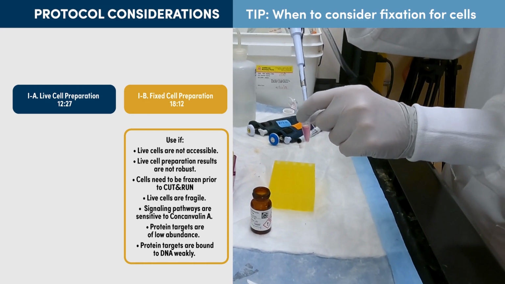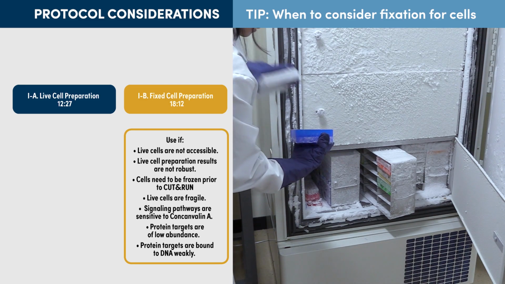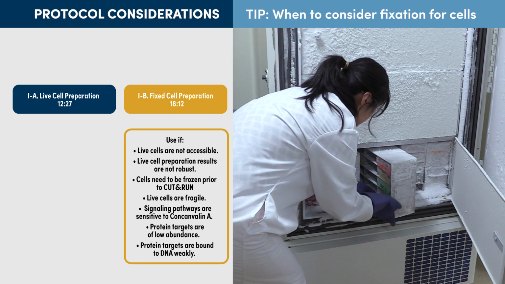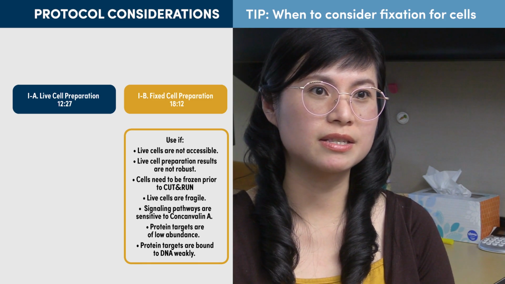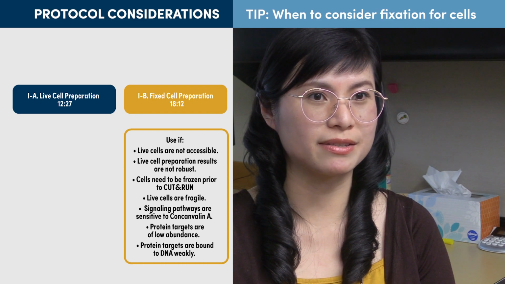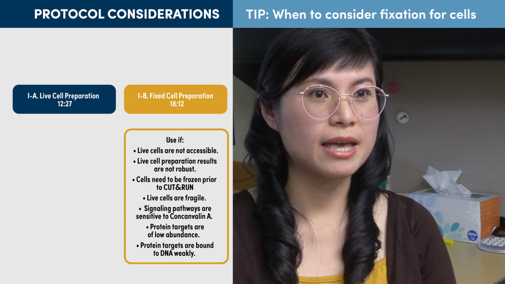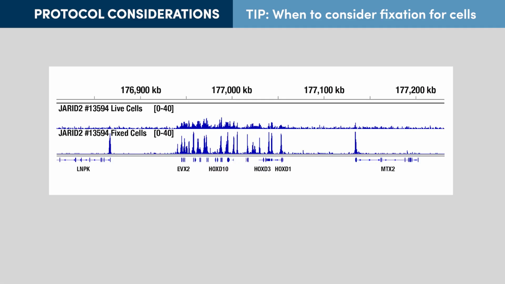This protocol variation should also be considered if your cell pellets need to be frozen prior to beginning of the experiment, or if your cells are fragile and prone to lysis, or if the signaling pathway in your cells are sensitive to binding by contaminated beads. T cells, NK cells, and other immune cells can benefit from light fixation. Finally, fixation may also help to boost enrichment of low abundance or weakly binding protein targets for all cell types.